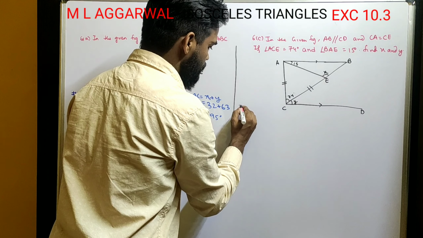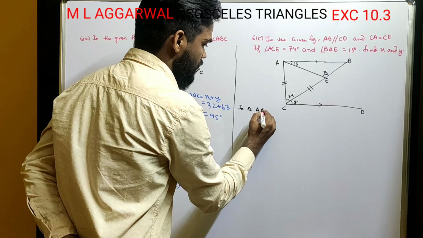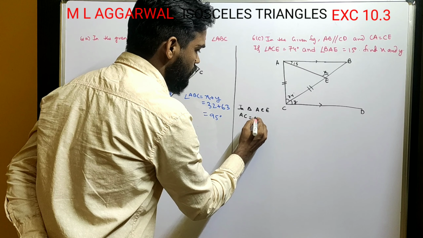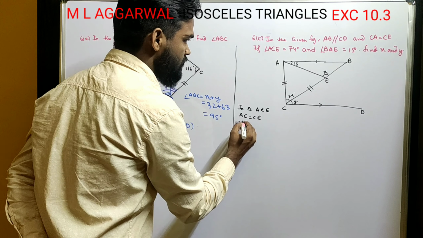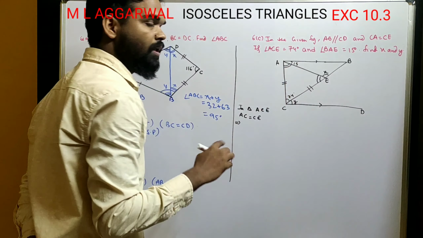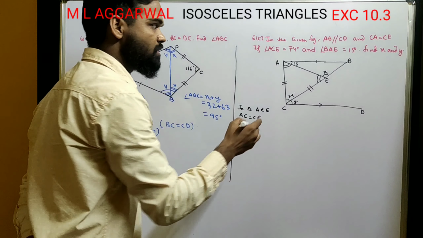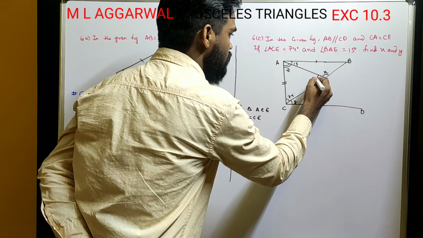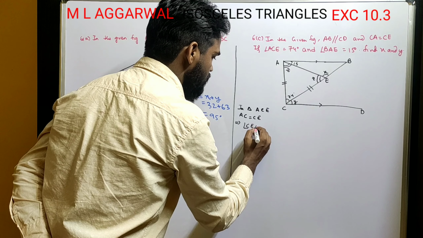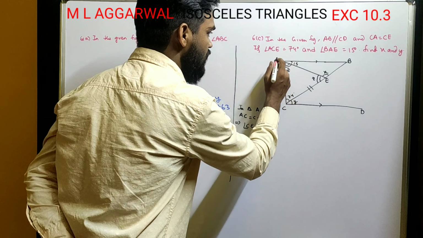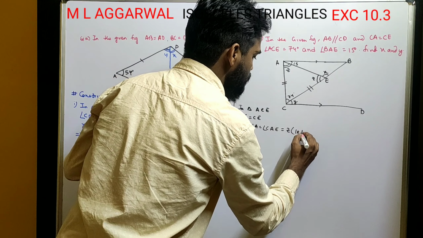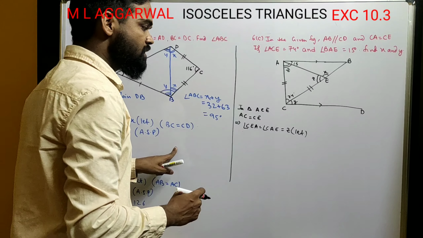In triangle ACE, if you look carefully, AC is equal to CE, which means this angle and this angle will be equal. They are opposite to equal sides. Suppose this is Z and this is also Z. So I can say angle CEA is equal to angle CAE equals Z. Why are they equal? Because AC equals CE.